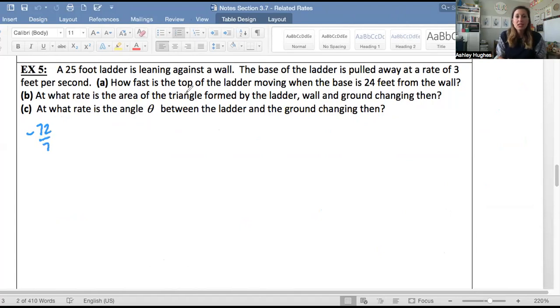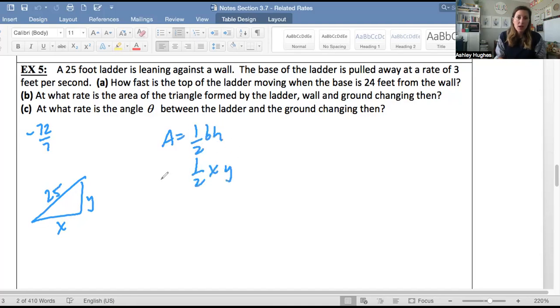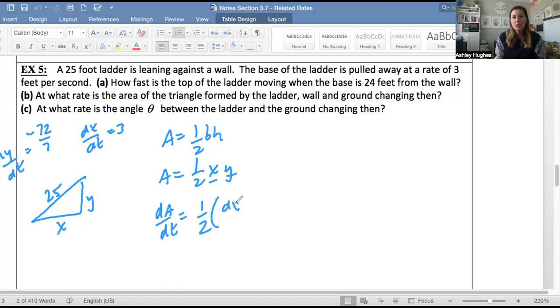Okay, B, at what rate is the area of the triangle formed by the ladder changing? This is why it's important not to change that this is X and this is Y, this is 25. Area is 1/2 base times height, or 1/2 X times Y. So I need my dx/dt and my dy/dt. I solved for dy/dt, and I was given dx/dt is 3. The derivative is 1/2, and then we have to do the product rule: derivative of x times y plus the derivative of y times x.